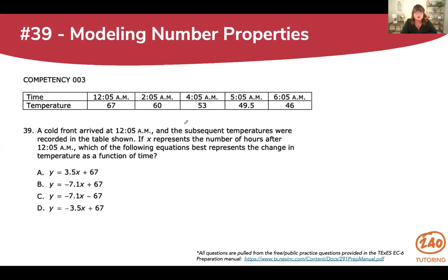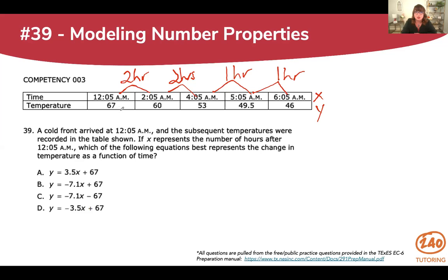It says if X represents the number of hours after 12:05. So this top row right here is our X, and it says we're looking for the temperature change, okay? So that would be Y down here. Now I'm just gonna note the changes. From here to here is 2 hours. From here to here is 2 hours. From here to here, oh, it changed, 1 hour. And from here to here, 1 hour. Bear with me so far, okay? It's a tough problem, especially if you don't know slope and functions. I'm gonna show you, you can totally do this.